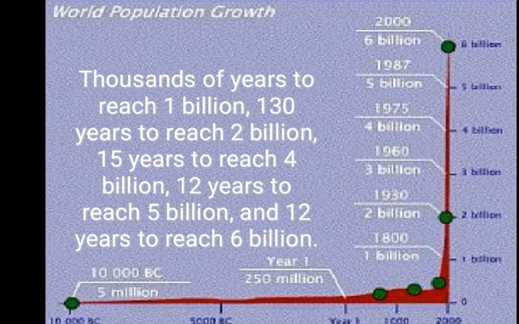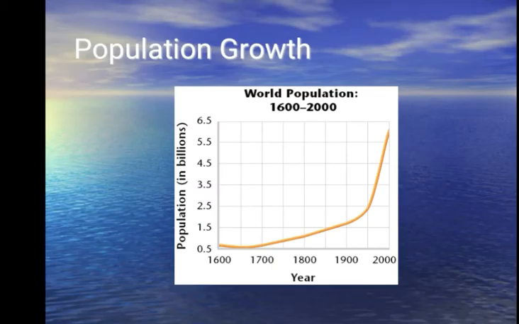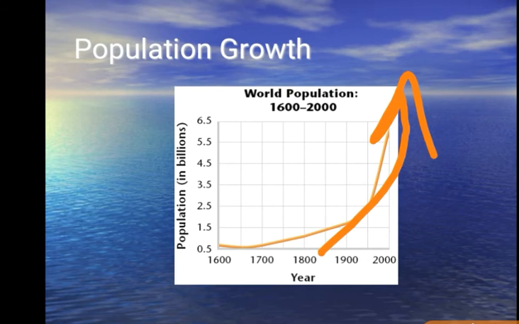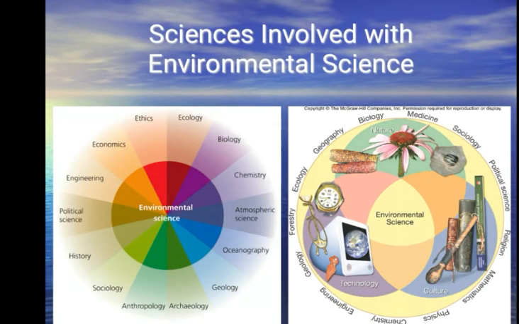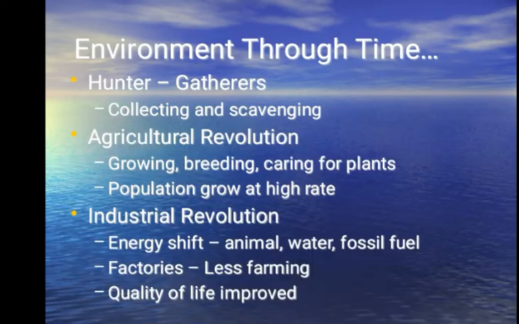Thousands of years to reach 1 billion, 130 years to reach 2 billion. So this is a graph of world population growth. World population growth is increasing hugely here. Sciences involved in environmental science: so many sciences are involved in environmental science.